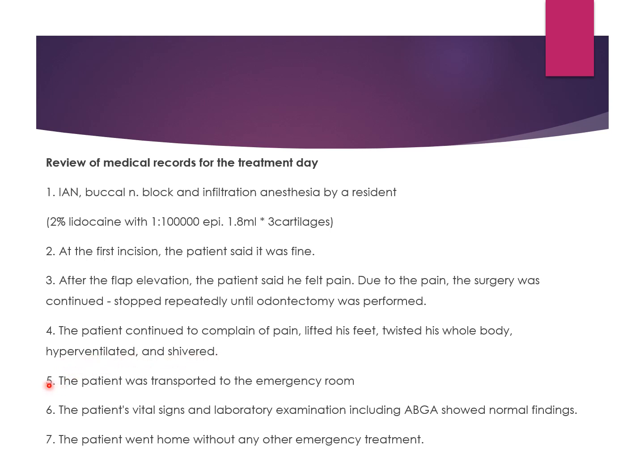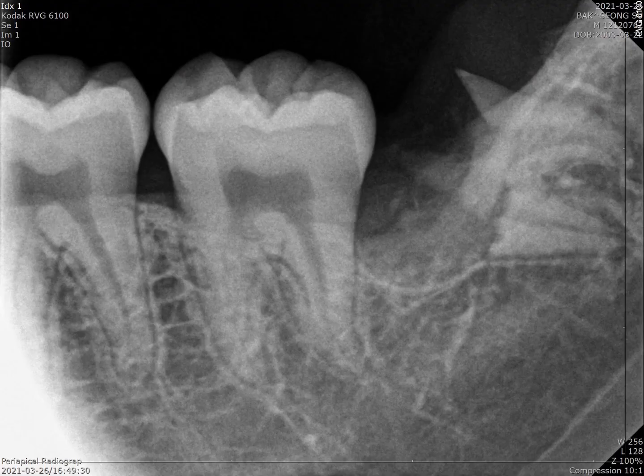Fifth, the patient was transported to the emergency room. Sixth, the patient's vital signs and laboratory examination, including ABGA, showed normal findings in the emergency room. However, seventh, the patient went home without any other emergency treatment. This is the post-operative periapical view at that day. This is the remaining root.